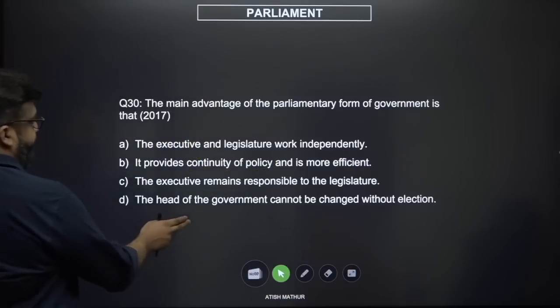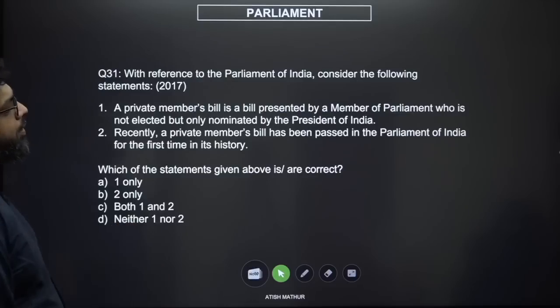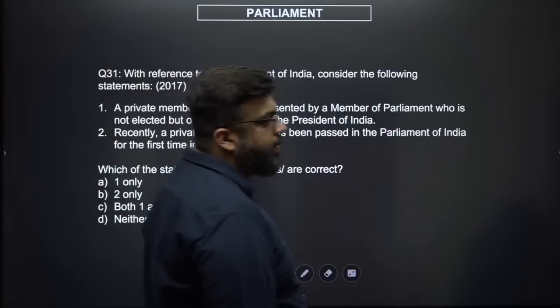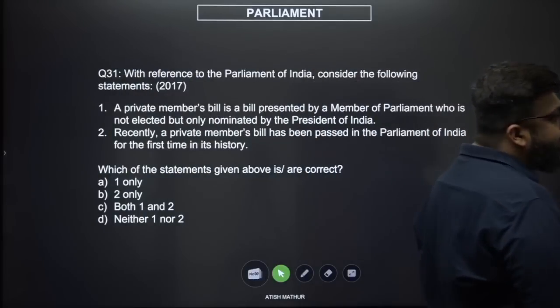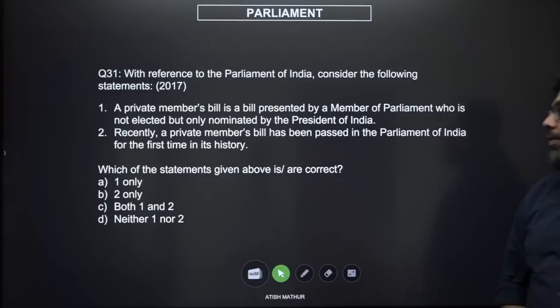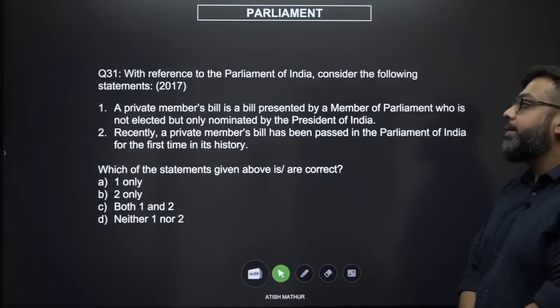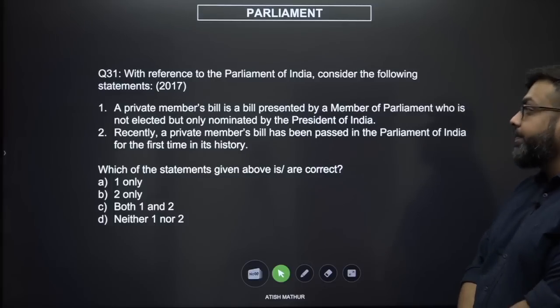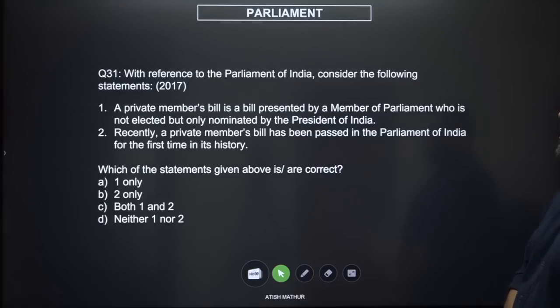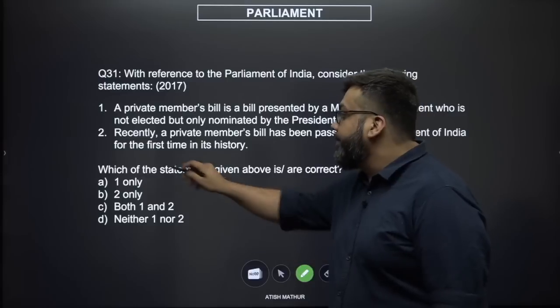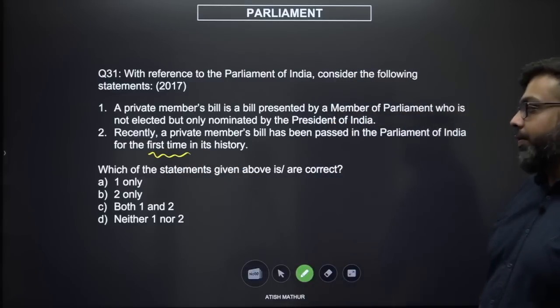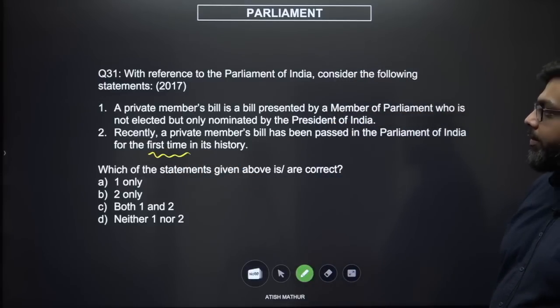Next. With reference to the Parliament of India, consider the following statements. A private member's bill is presented by a member of Parliament who is not elected but only nominated by the President of India. Recently, a private member bill has been passed in the Parliament of India for the first time in history. Okay. Which of the following statements is true?